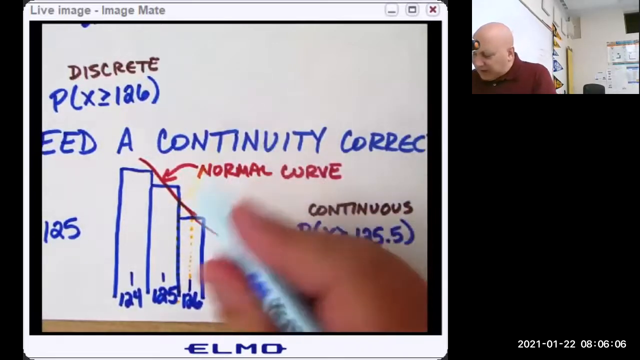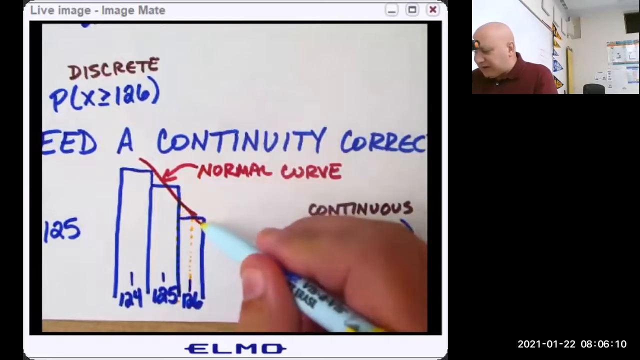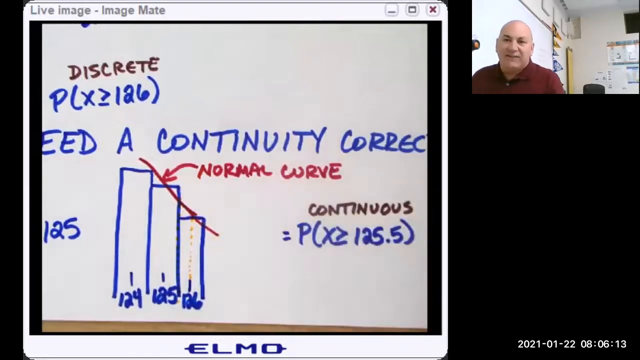And you say, well, you've added in this little extra area under the curve. Yeah, but you see, I got this little piece here that cuts off. That kind of sort of evens out. And again, it's going to be pretty close for an approximation.